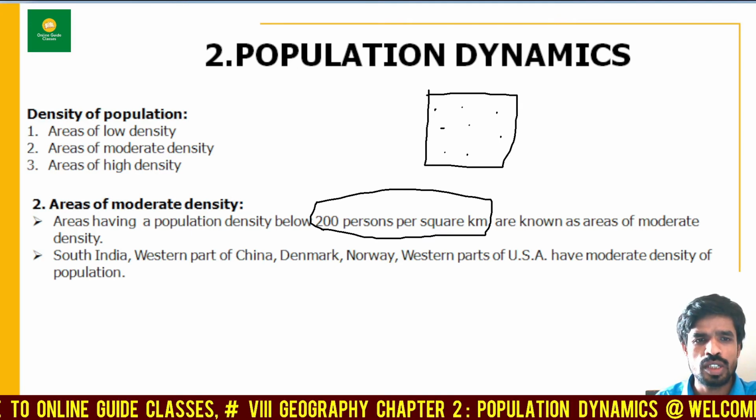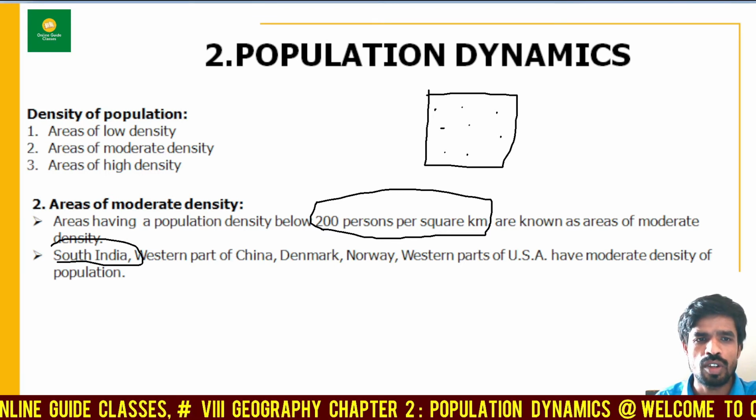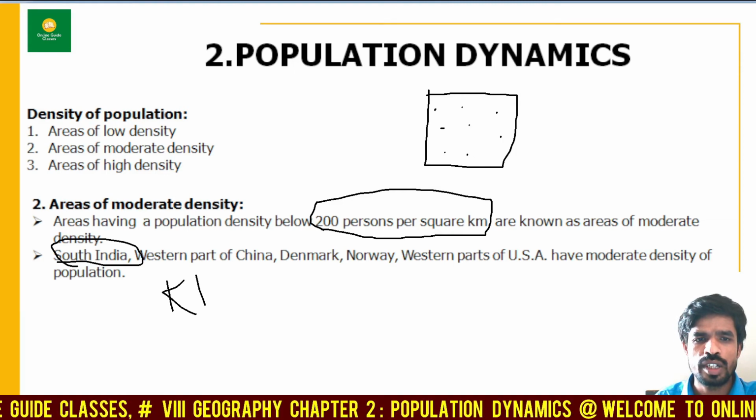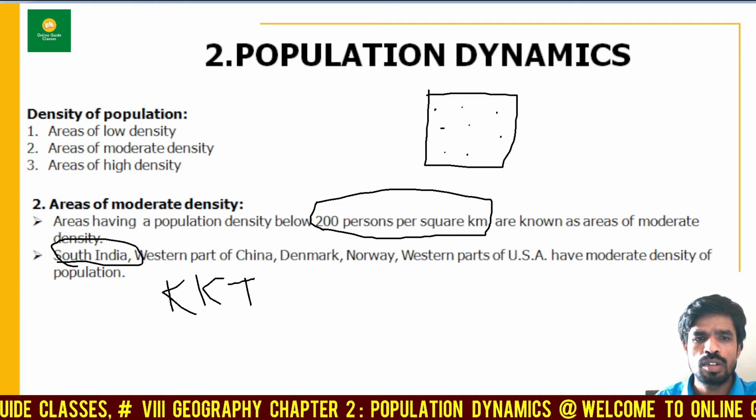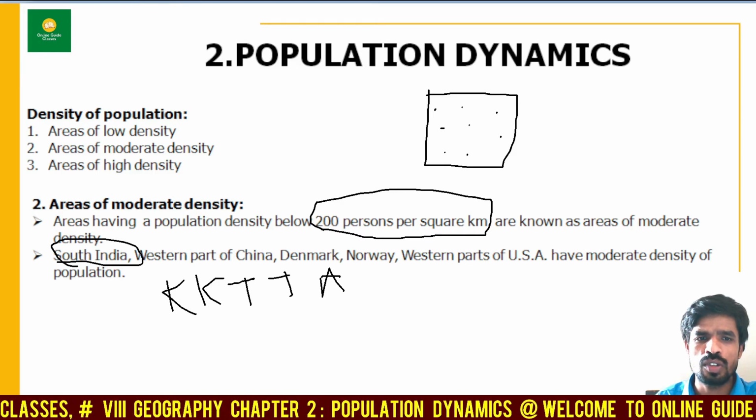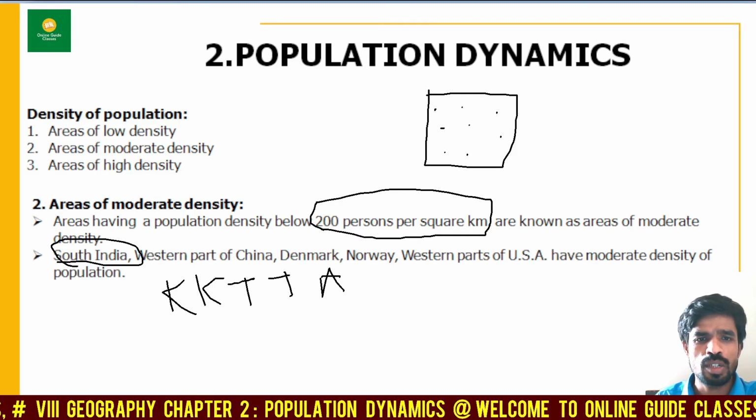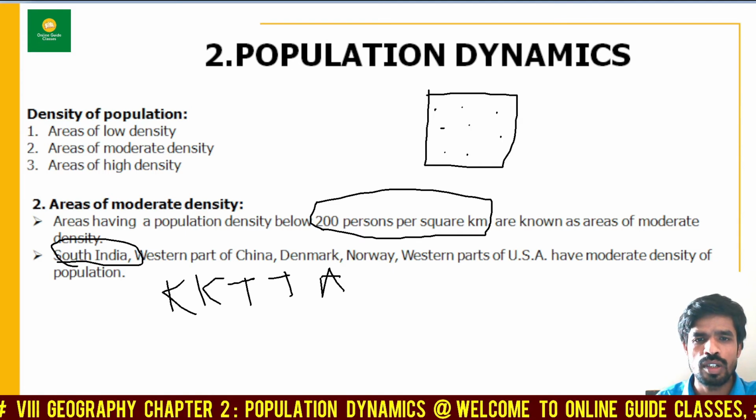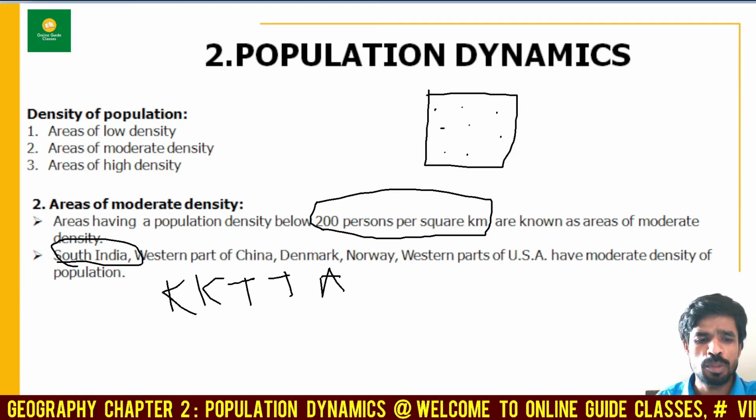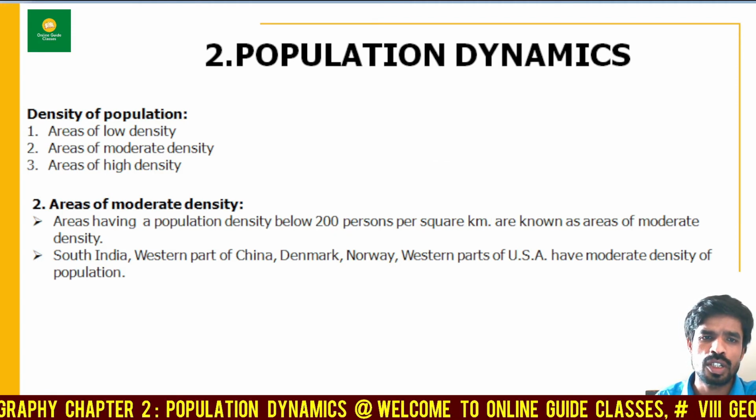So which are the states having area of moderate density? Like the South Indian states. How many South Indian states are there? 5. Karnataka, Kerala, Tamil Nadu, Telangana and Andhra Pradesh. These are the 5 South Indian states where we find moderate density of population. The western part of China, Denmark, Norway, and western parts of USA also have moderate density of population. So in these particular locations we find areas having moderate density of population.